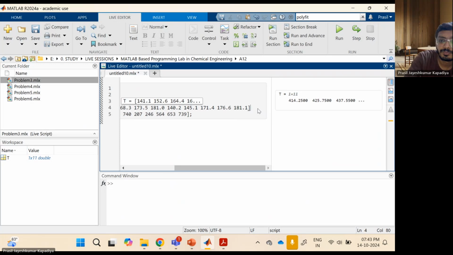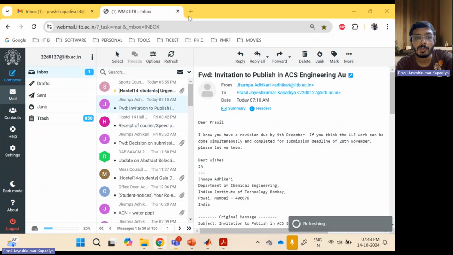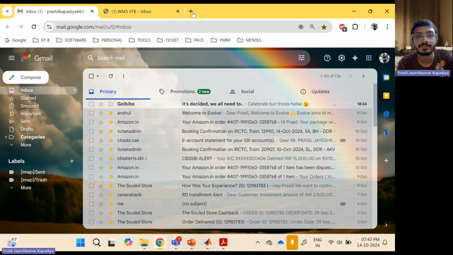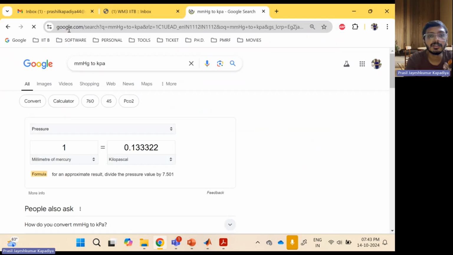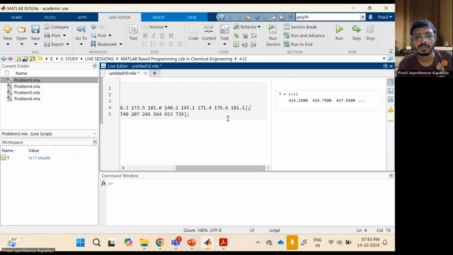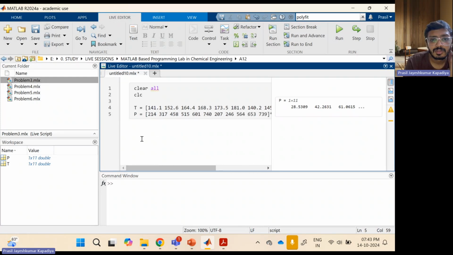And pressure is in kilopascal, right? So what is the conversion of mmHg to kilopascal? mmHg to kilopascal, that is 0.13322. So let's do this. Okay, I just want to check the data. Yeah, everything is converted.